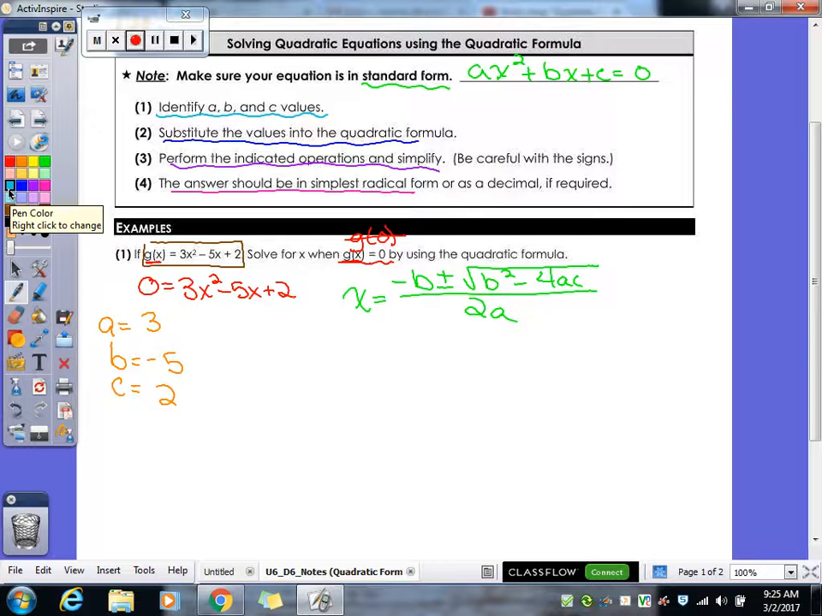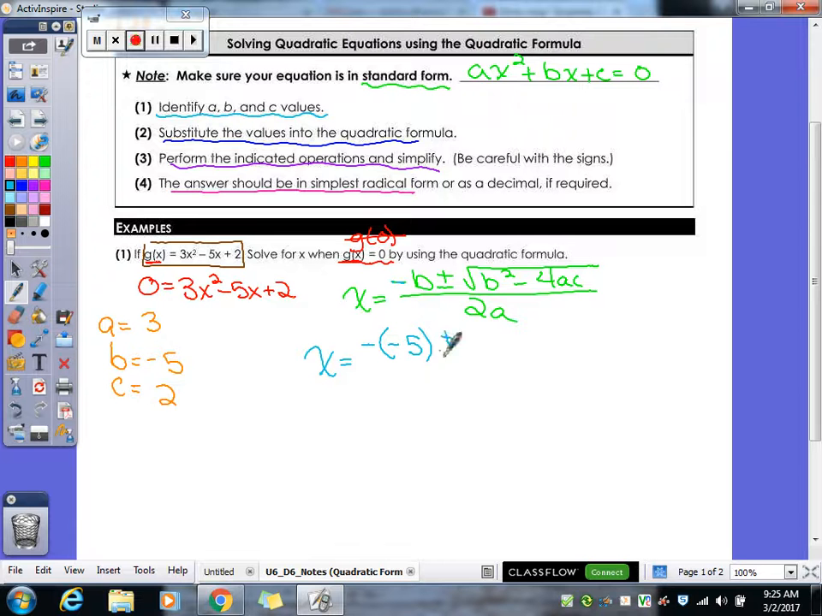Alright, so now that we have our quadratic formula down, when you go to substitute your values in, always put the parentheses around them, otherwise you're going to make mistakes. So we've got the negative sign from the negative b, and then I'm plugging in a negative 5 for my b value.